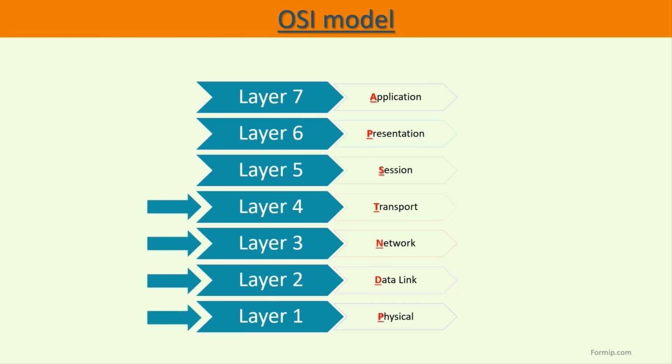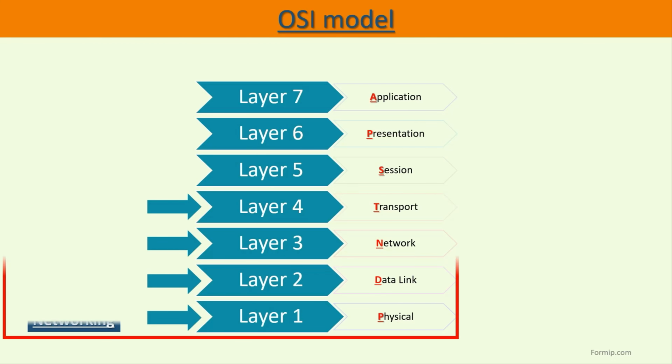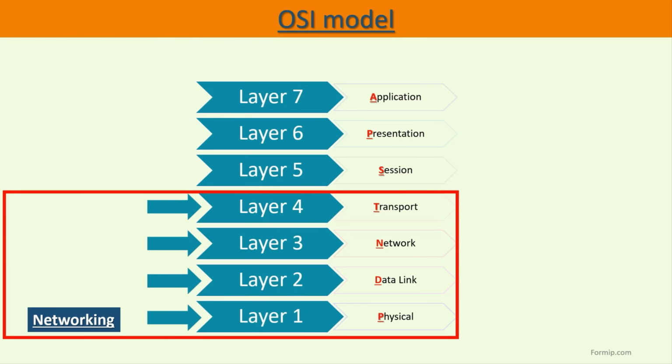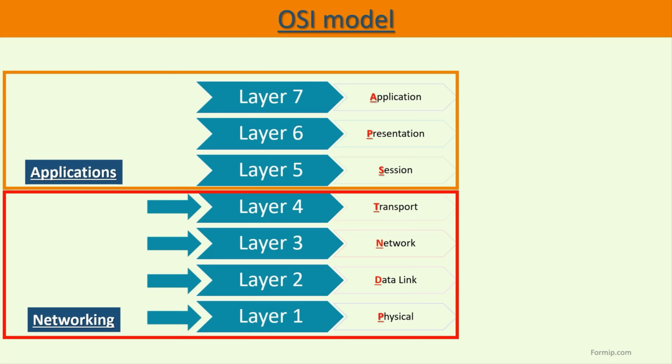TCP (Transmission Control Protocol) and UDP (User Datagram Protocol) live here. TCP is a reliable data transport protocol, while UDP is not. These bottom 4 layers we've just seen are important for networking. The top 3 layers, which we're about to see, are used for applications.